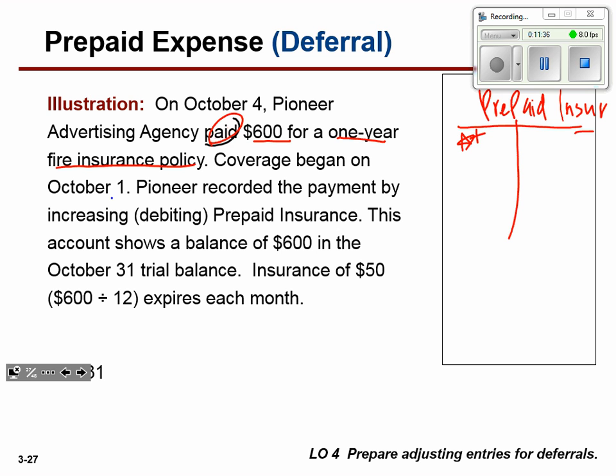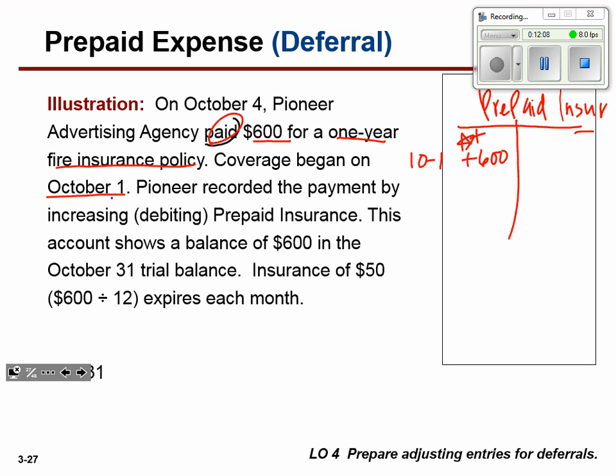So on October 1st, no. Oh, coverage began on October 1st. Okay, sweet. So on 10/1, we bought a $600 fire insurance policy. We're going to just call it prepaid insurance, and it's going to last us for a year. So it's a deferral because the money was there at the front. We paid our money for our 1-year policy. The deferral will happen, the events will happen throughout the course of, in this case, 1 year.